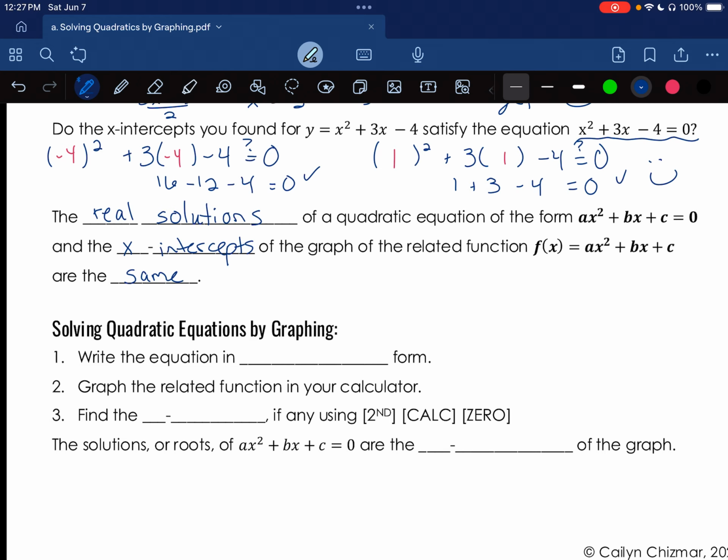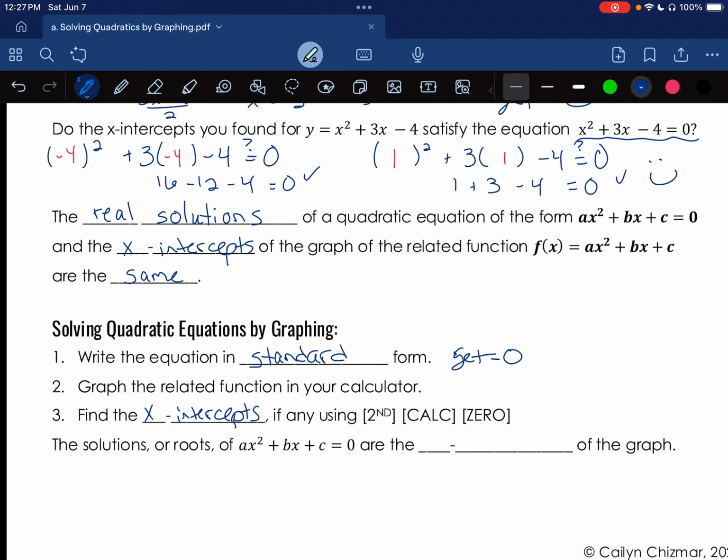All right, so the first thing we're going to do is write our equation in the standard form, and we want it to be set equal to 0. So just make sure everything's on one side, set equal to 0. Then we're going to graph the related function in our calculator. So we're going to take that quadratic expression, graph it in y equals. Then we're going to find the x-intercepts. That's the purpose of that whole investigation we just did.